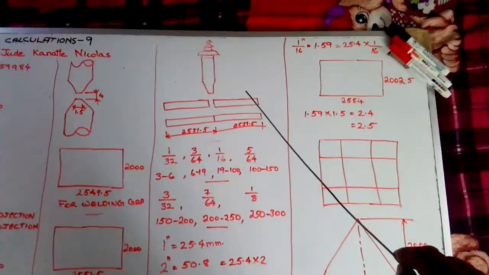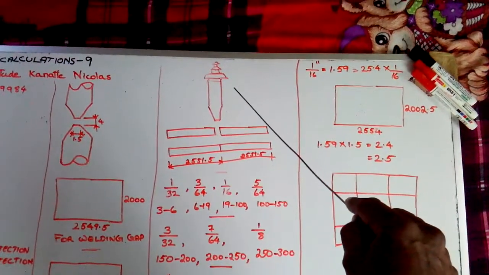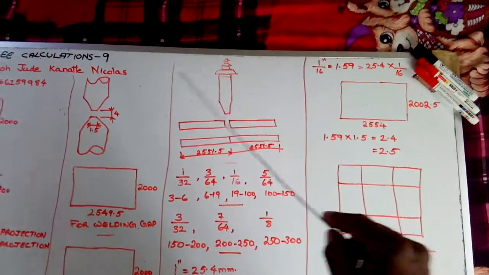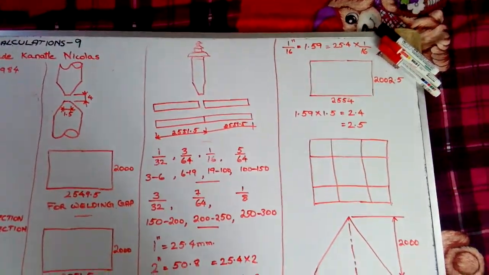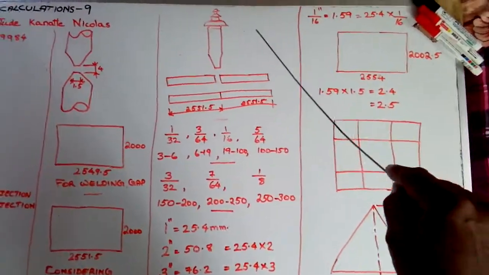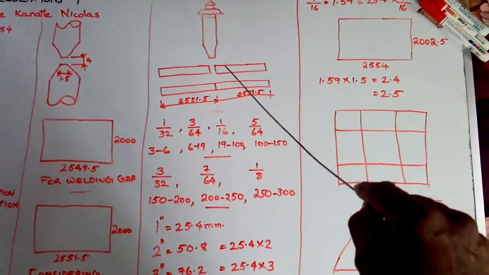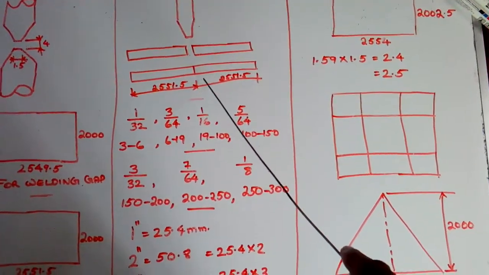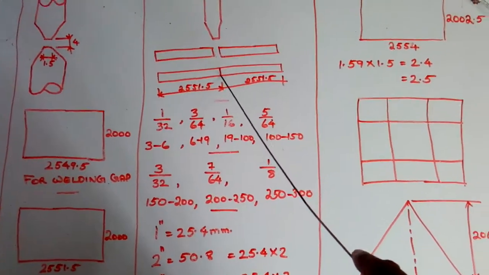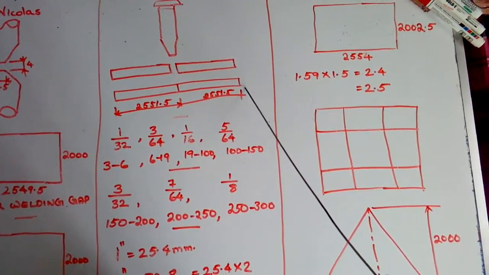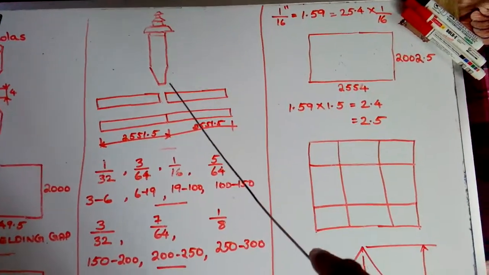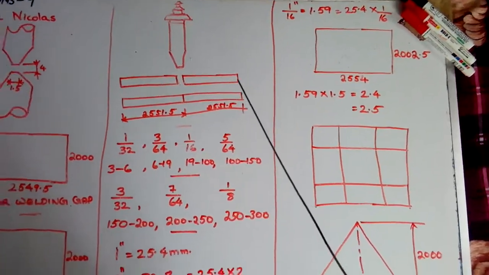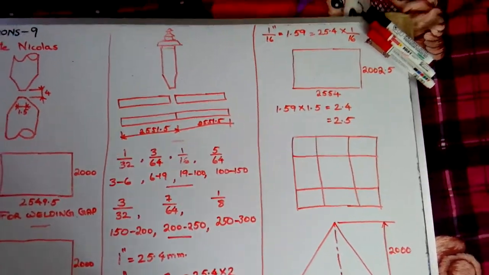I have just drawn a picture of a gas cutting nozzle, an approximate picture. Everything I drew freehand. When we cut this, it will make a gap. If the length from here to here is 2551.5, and it is also 2551.5, and if we cut it, there will be a gap. How much gap will be there?